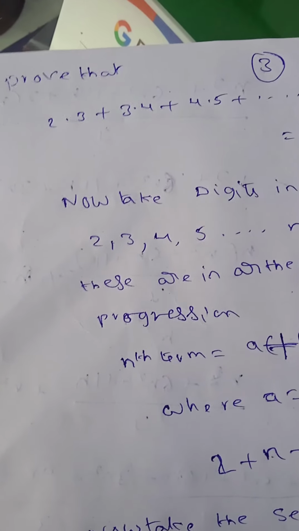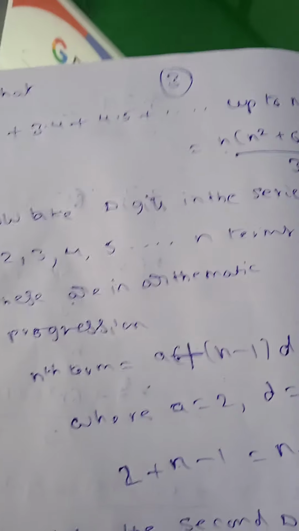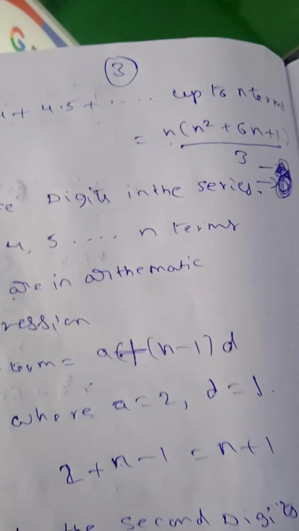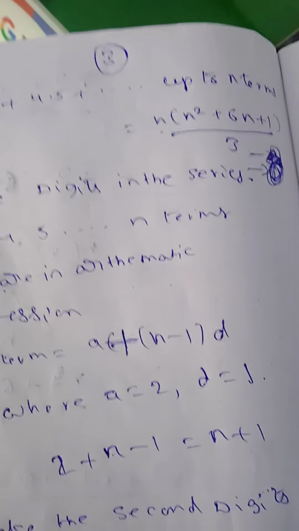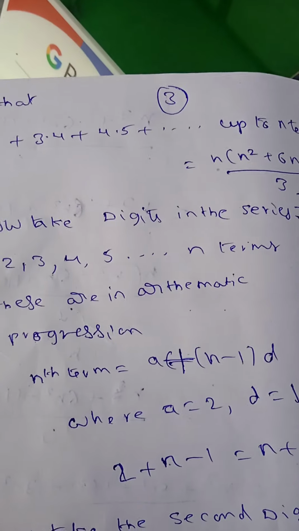Prove that the statement 2 into 3 plus 3 into 4 plus 4 into 5 and so on up to n terms equals n into (n square plus 6n plus 11) whole by 3. Now take the digits in the series.